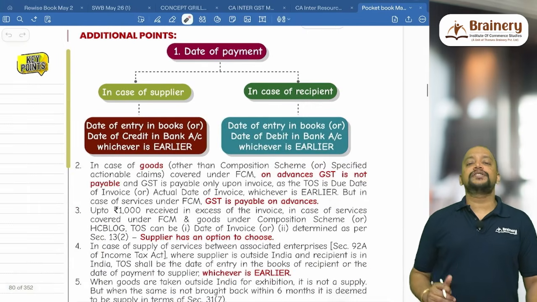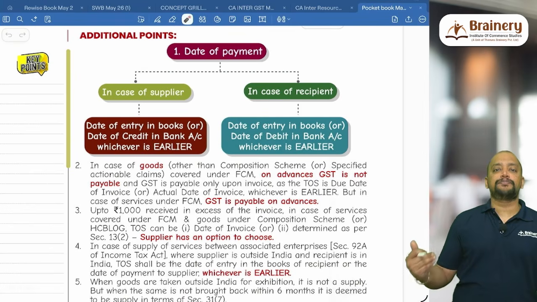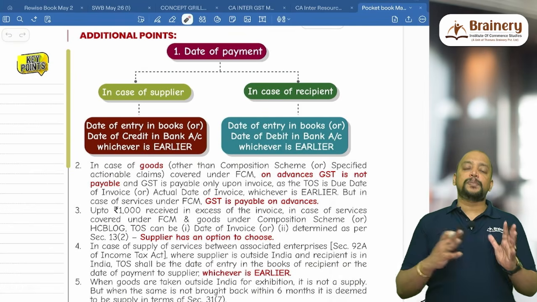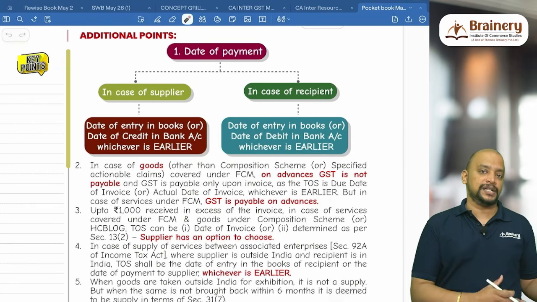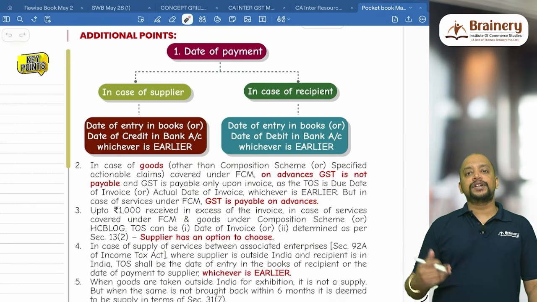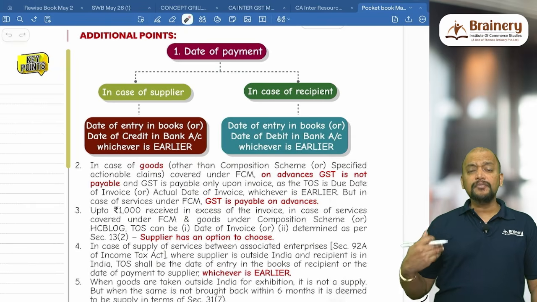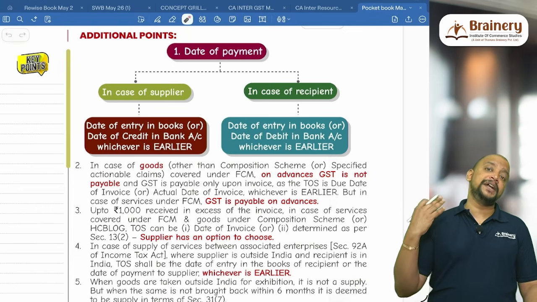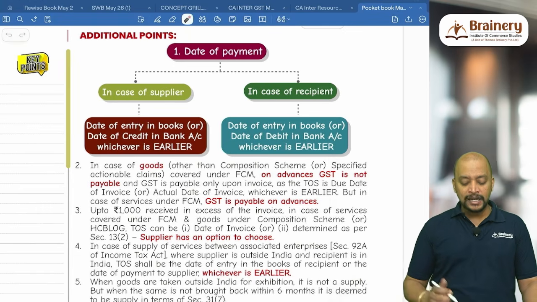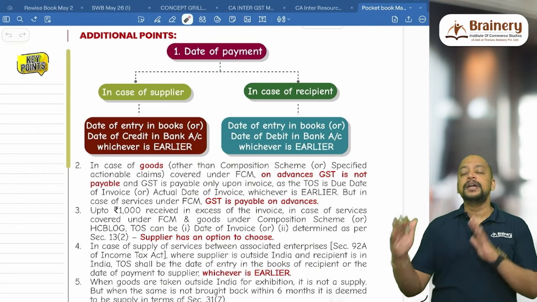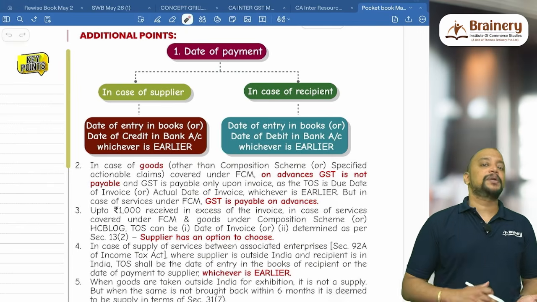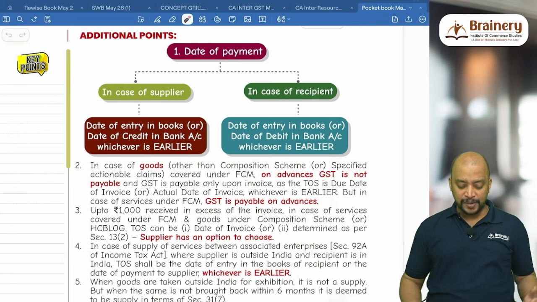Then additional points. First we need to see the date of payment. The date of payment from the supplier's point of view is the date of entry in their books or date of credit in their bank account, whichever is earlier. From the recipient's point of view, it is the date on which payment is debited in their bank account or the entry in their books of accounts, whichever is earlier. Supplier point of view, credit in bank account. Recipient point of view, debit in the bank account. In case of FCM, we need to see from the supplier's point of view. RCM, we need to see from the recipient's point of view.